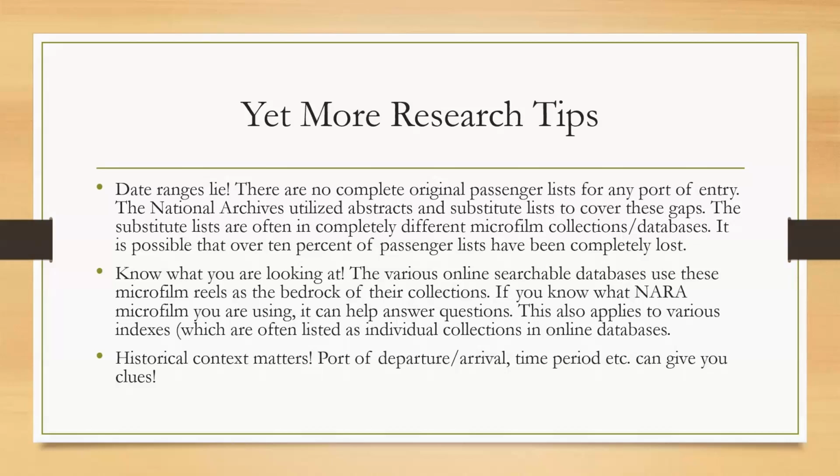And finally, this is a bit more of a general notation, but historical context matters, right? If you're having problems finding what port they came in through, start doing research on their particular ethnic group, if you know what that is, right? See what the most likely scenario would be for them to come, for the people in that particular county, right? Maybe other people came through, say, like Baltimore or New York. Ports of departure and arrival, the time period, etc., can give you incredible clues.